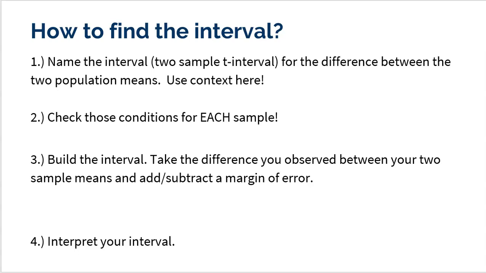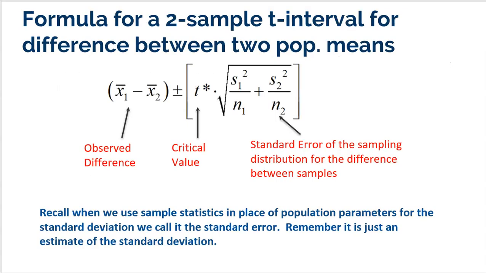We're going to take the difference that we observed between our two sample means, and we're going to add and subtract a margin of error. We'll give you that formula in the next slide in a moment. And then finally, we have to interpret our interval and make sure that we can explain what our interval is telling us in context. So here is the official formula for a 2-sample t-interval for the difference between two population means. It's actually quite easy.